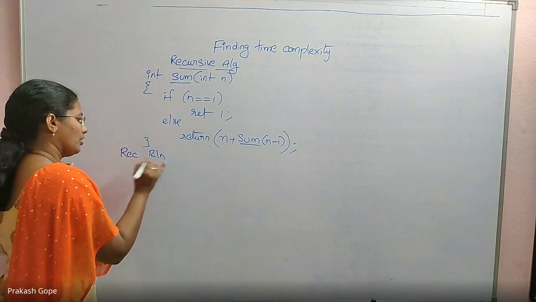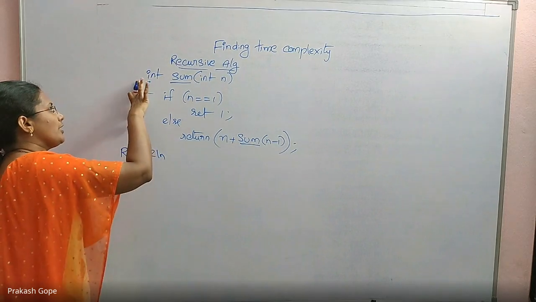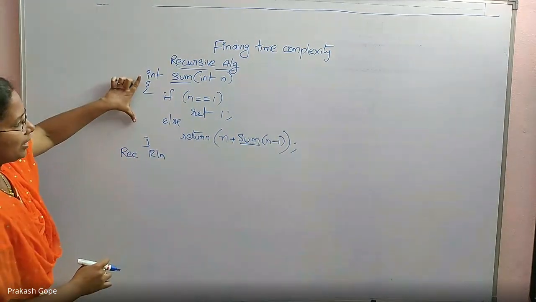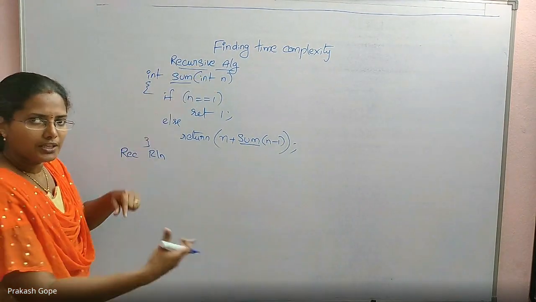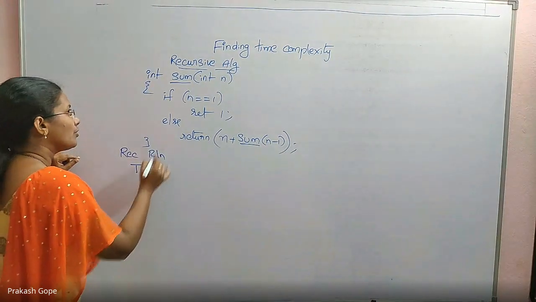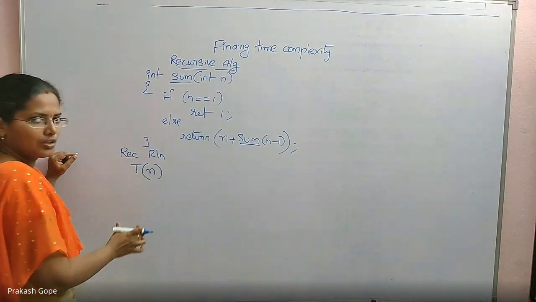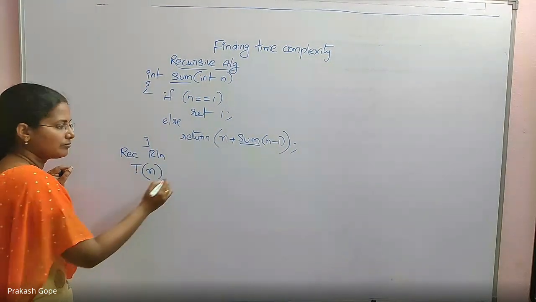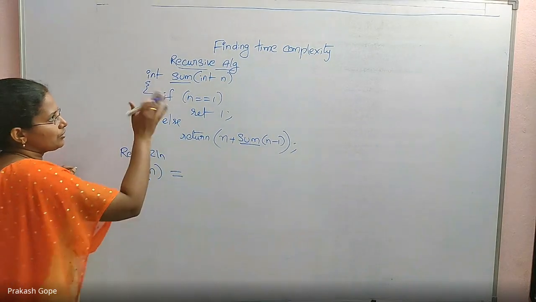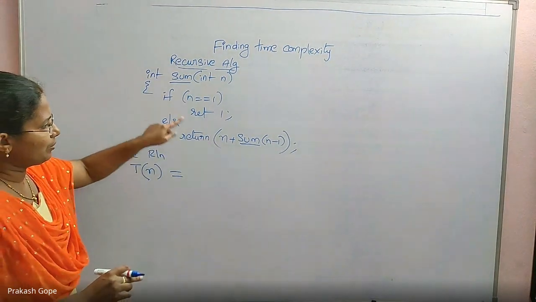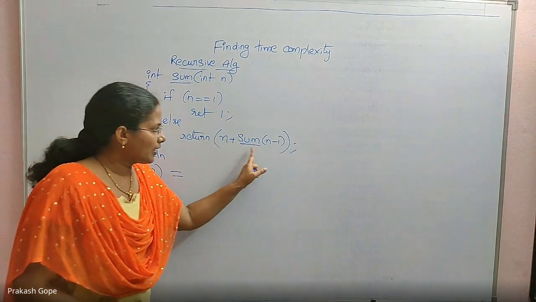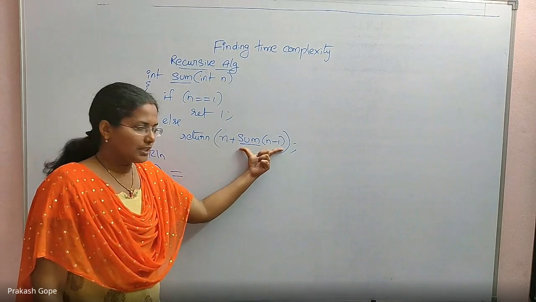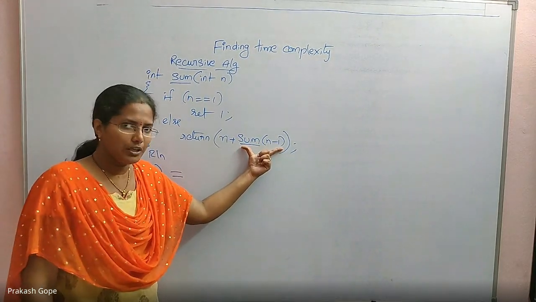How do you write the recurrence relation? We are interested in finding the time taken by this function when n is passed. That I am representing with T of n. So T of n is nothing but the time taken by the sum function when n is passed. If I ask you what is the time taken, your immediate answer will be it is the same as the time taken by the same sum function when n minus 1 is passed, because you don't know that.